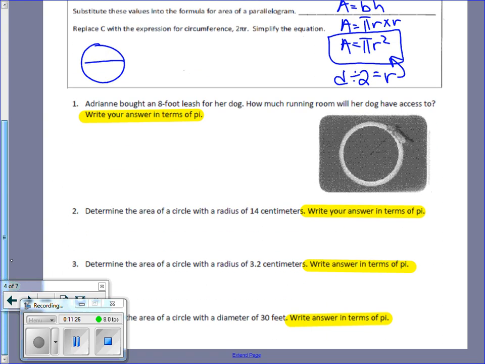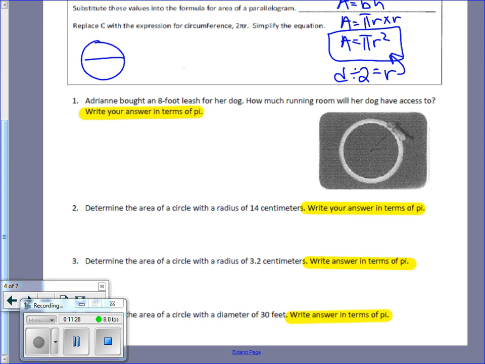Yes. Okay? So looking at this, Adrian bought an 8-foot leash for her dog. How much running room will her dog have access to? So it's saying, if your dog was on a leash, usually it's attached to a pole, and this part is 8 feet. And that is the what of the circle? Radius. That's the radius. So over to the side, I would probably put 8 is equal to the radius.